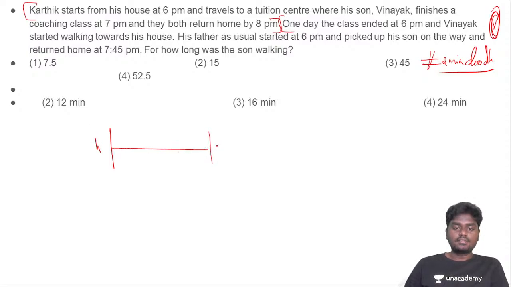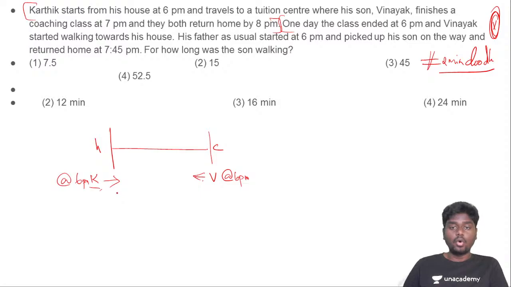Listen very carefully, guys. Here, this is his home and this is his class. Karthik starts at 6 p.m. By this time, Vinayak's tuition has finished by 6 p.m. So at 6 p.m., Vinayak started walking this way, and his father, as usual, started at 6 p.m. and picked up his son on the way, and returned home at 7:45 p.m. You need to find for how long the son was walking. Come on, guys, try to decode this question and get me the right answer.